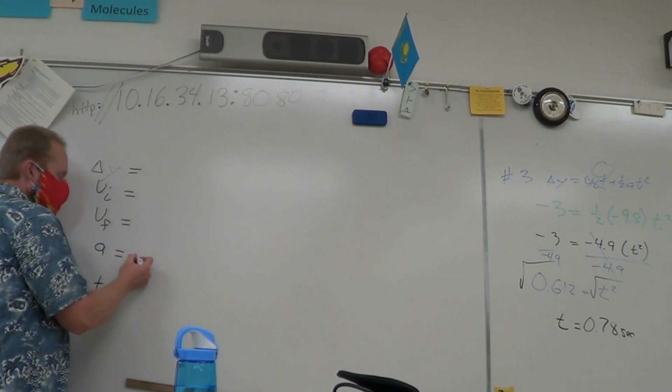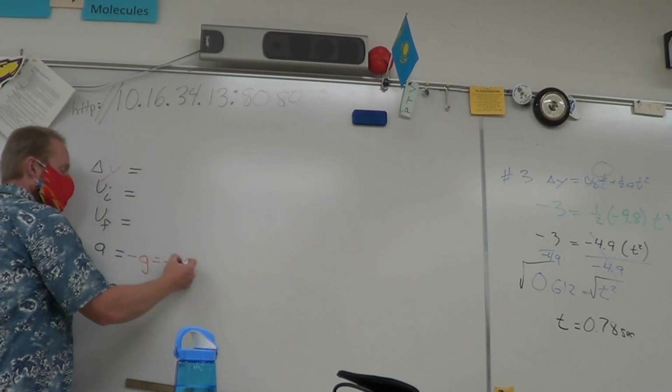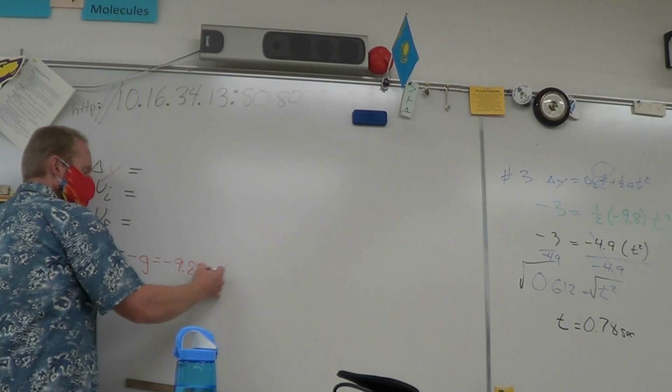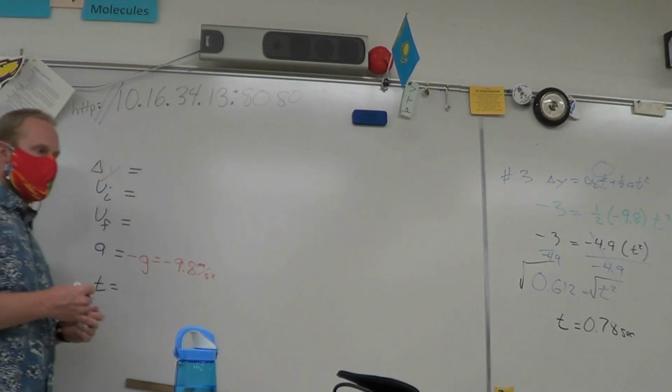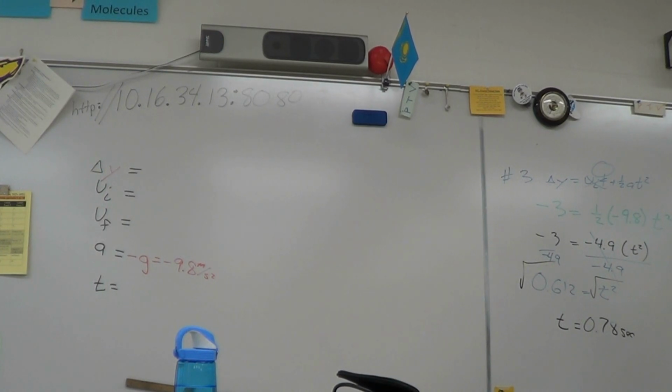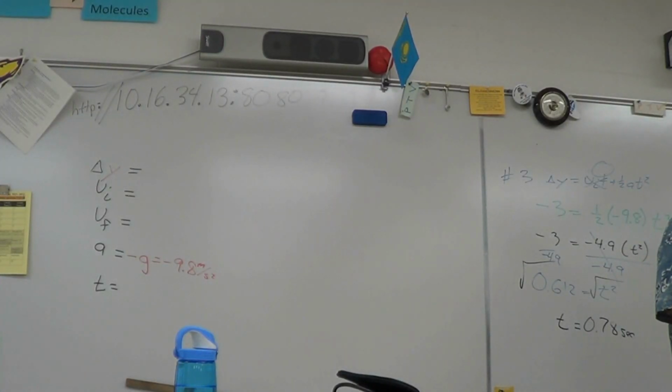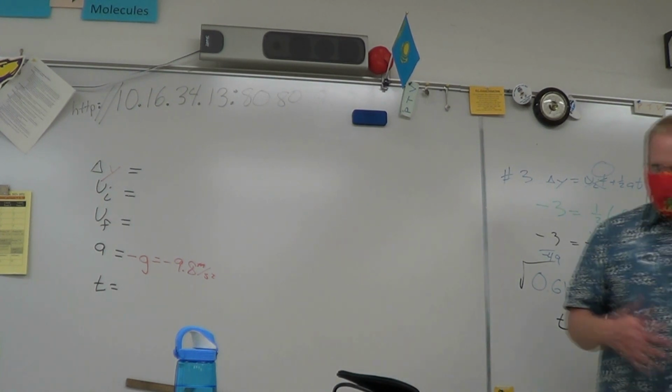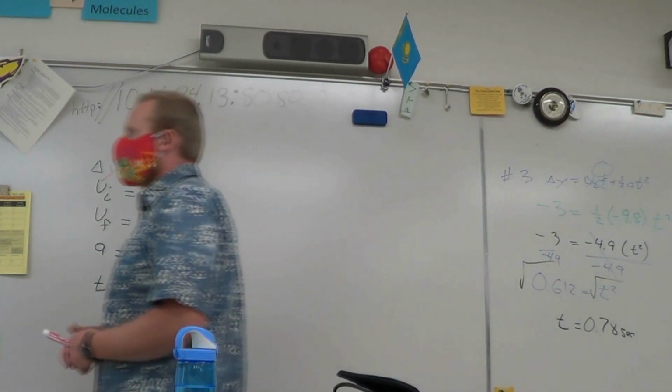Acceleration was negative 9.8 meters. Yep, negative g, and on Earth that value is negative 9.8 meters per second squared. Keep in mind that the only time we would say it's not on Earth is if we very specifically say it's not on Earth. But otherwise we'll say it's 9.8.